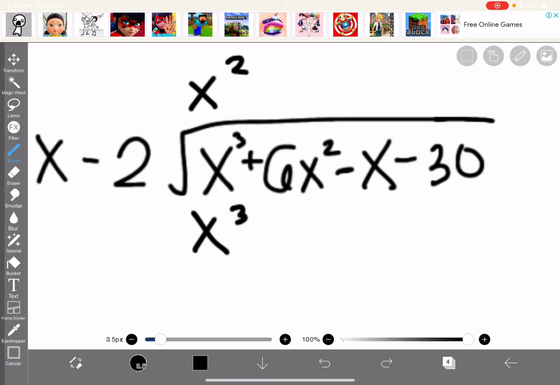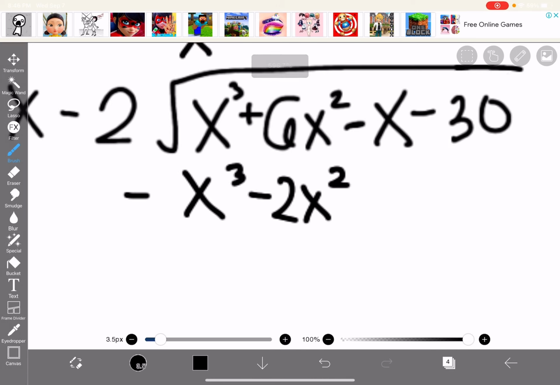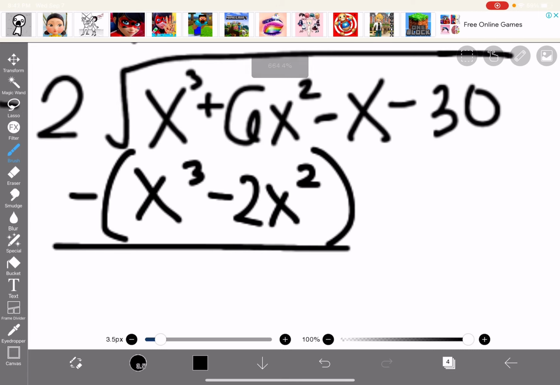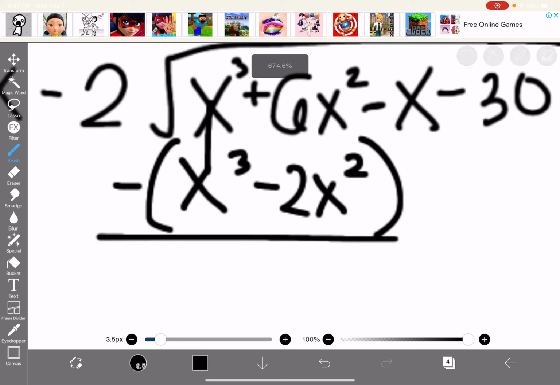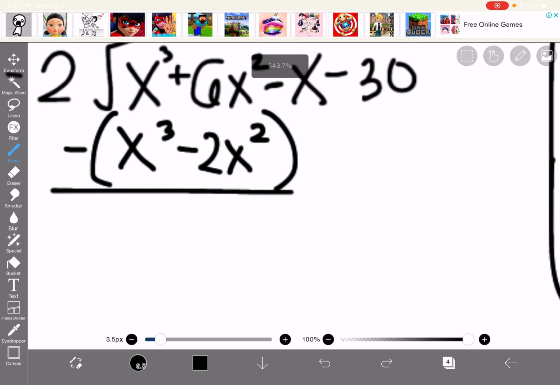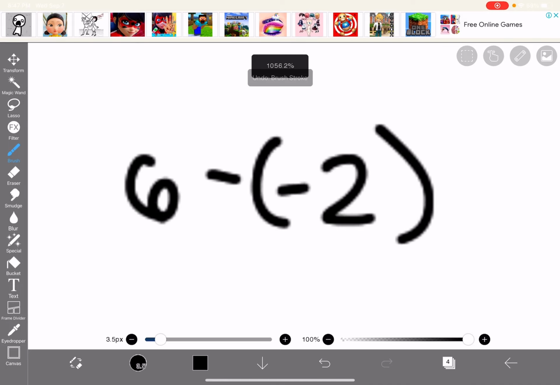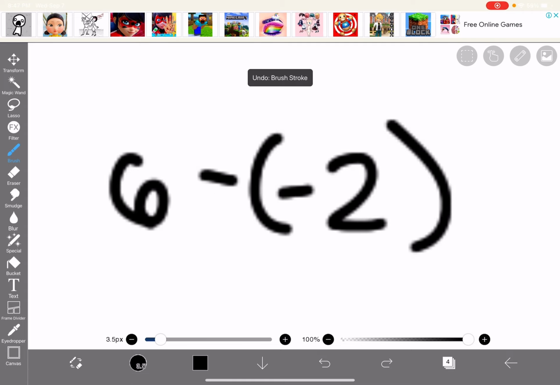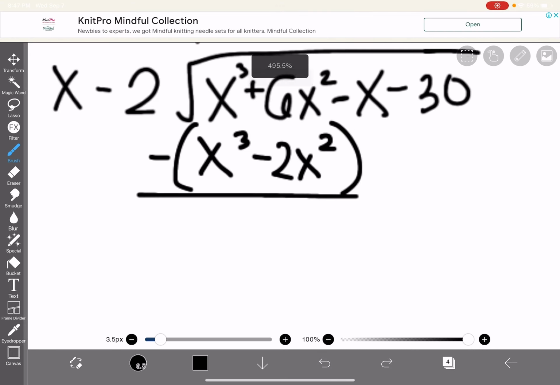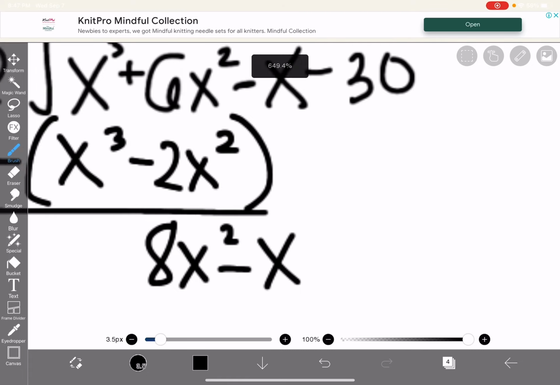x squared times negative 2, we have negative 2x squared. Now, let's subtract. We have 0 over here, of course. Over here, this is 0. So now let's remember, in integers, we have to multiply this. So, negative times negative is positive. 6 plus 2 is 8. We have 8x squared. Let's bring down x.